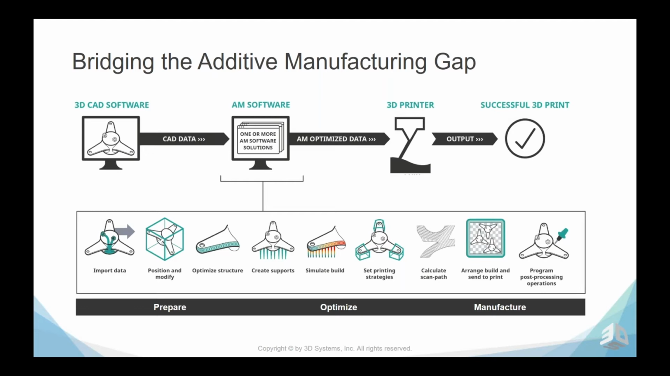The second one is optimization. These are the functions that make the difference between an additive manufacturing ready model and an optimized model, a model that is getting the most out of the additive manufacturing capabilities. The third one is manufacturing. These are the functions related to the actual print and post-processing operations.